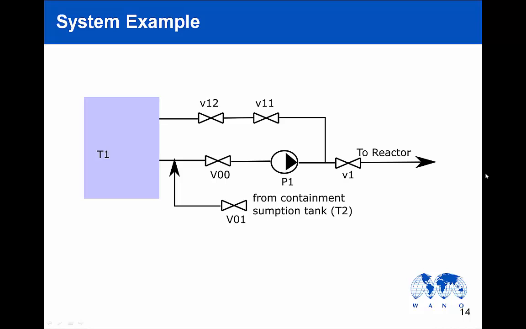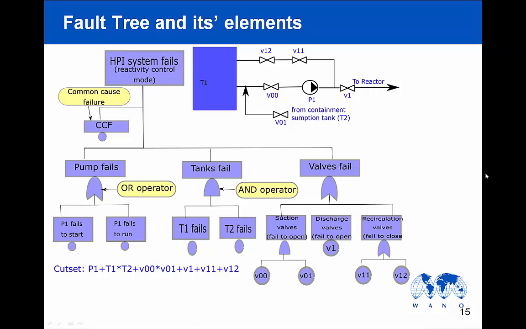Here we have an example of a high pressure injection system, and we'll try to find out the causes and elements that will fail the system function. Here we have basic elements like valves, tanks and pumps. Of course, it's a simplified scheme and we omit some elements such as electric supply, service water, etc. All of that can be put in the box of dependent failures or common cause failures.